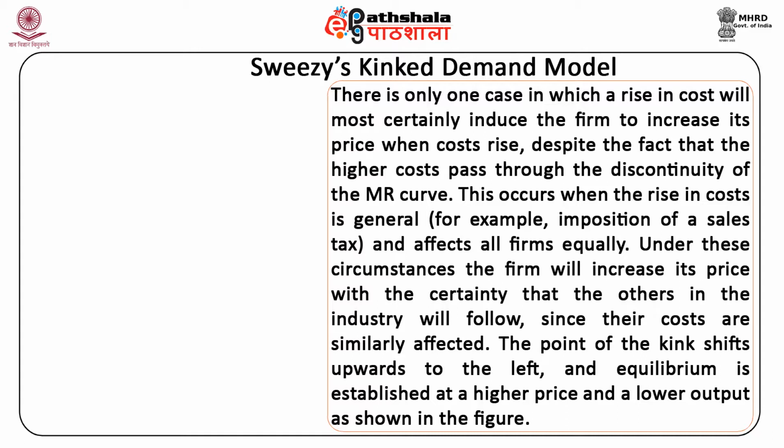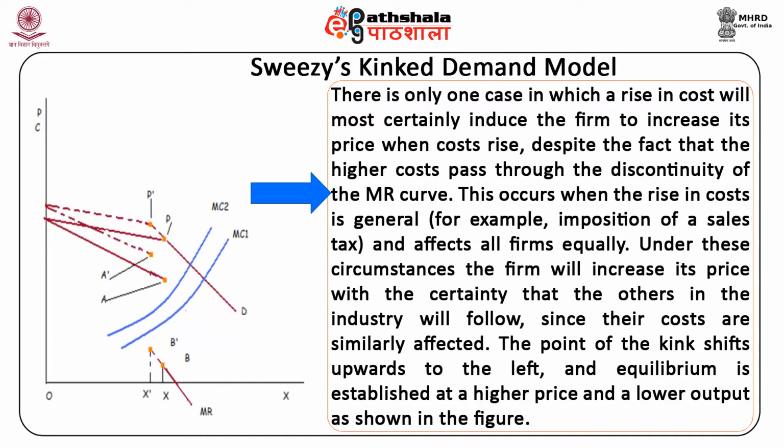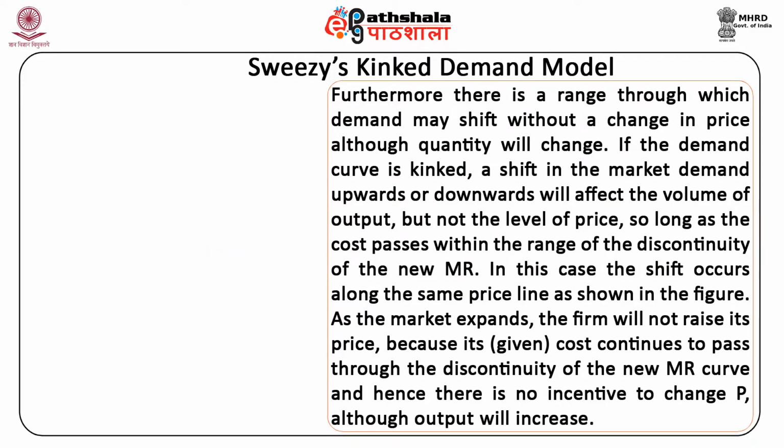The point of the kink shifts upwards to the left and equilibrium is established at a higher price and a lower output as shown in the figure. The firm, via independent action, moves closer to the point of joint profit maximization. Furthermore, there is a range through which demand may shift without a change in price, although quantity will change.